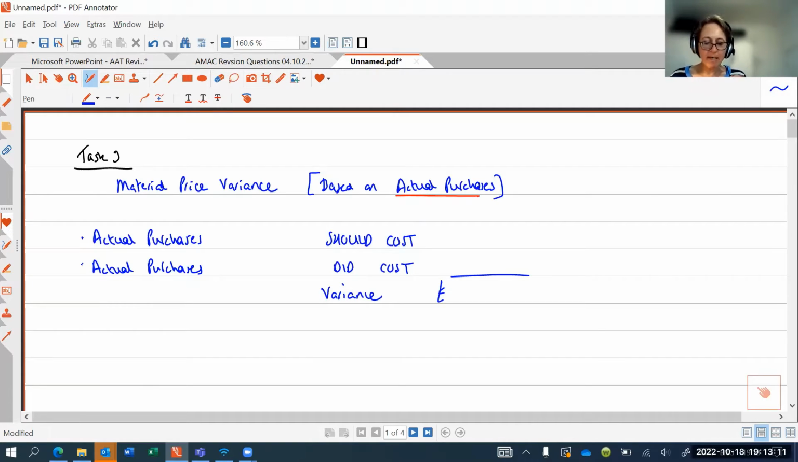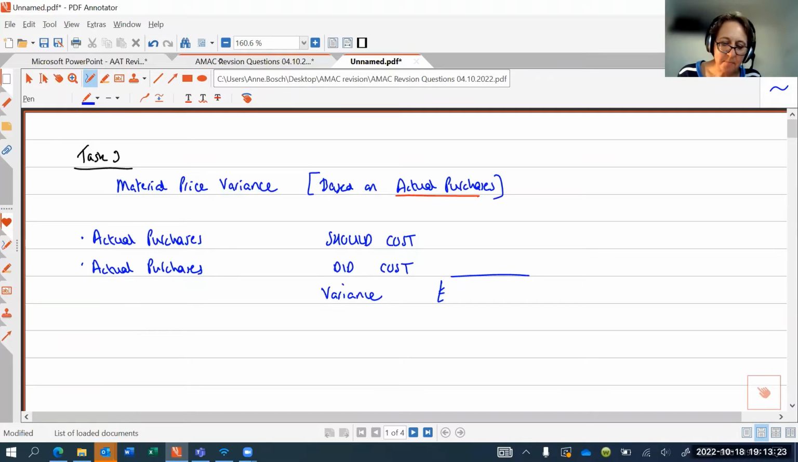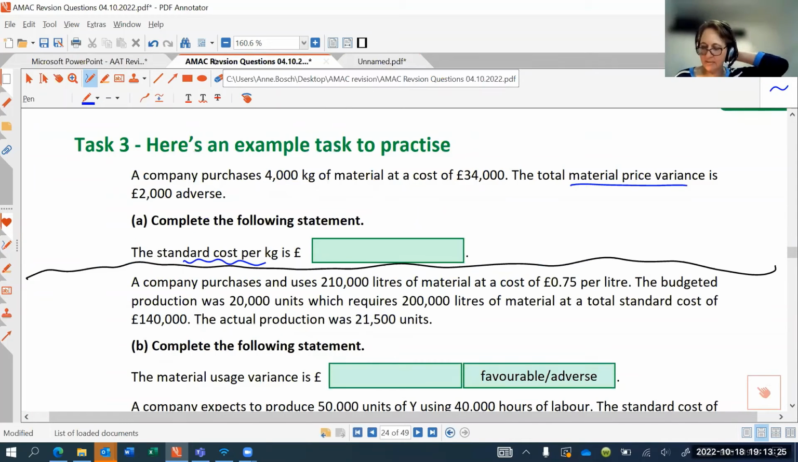Okay, now before we get too far ahead, that is the pro forma. So that's what you need to have learnt. Let's now try to find some of this information. Now, one of the first things I like to do with any variance question really is to find the standard. So almost sort of reconstruct a standard cost card, if you like. I want to know what should be happening.